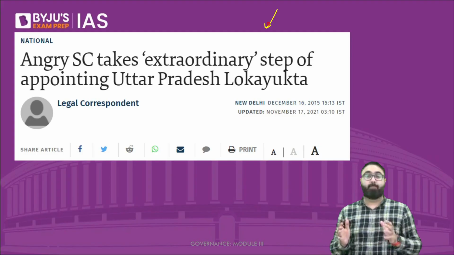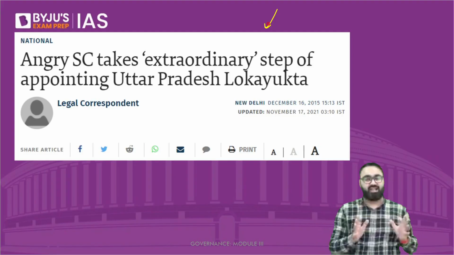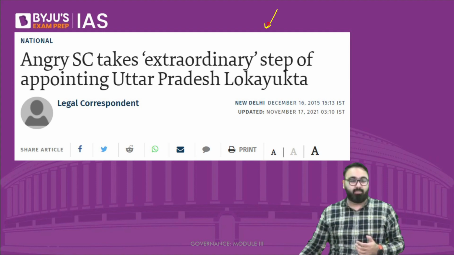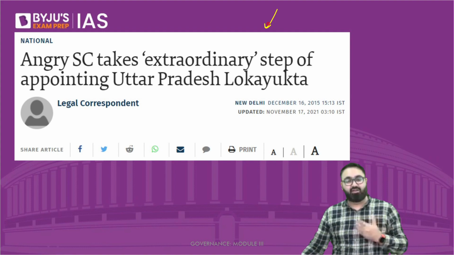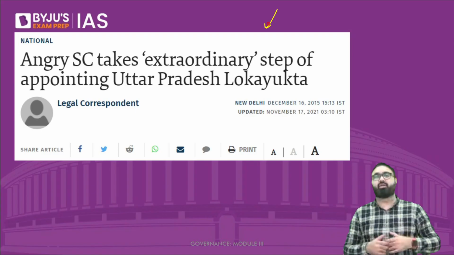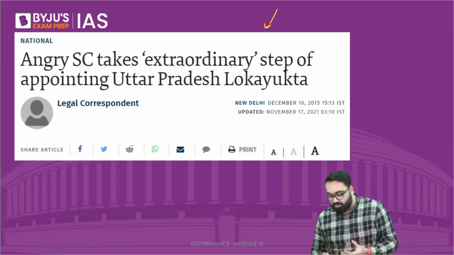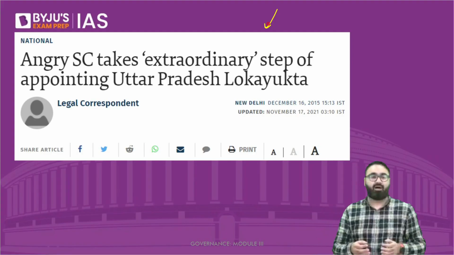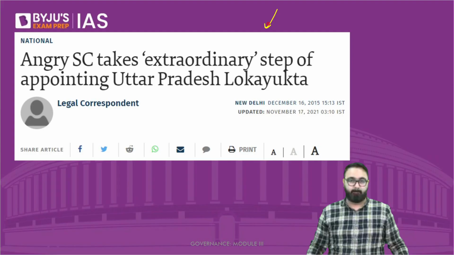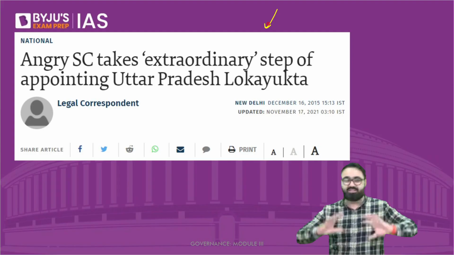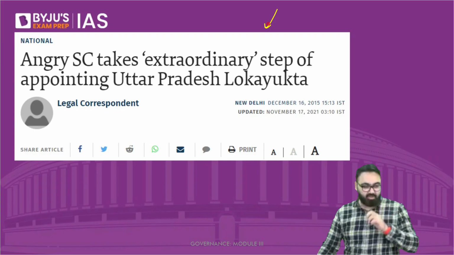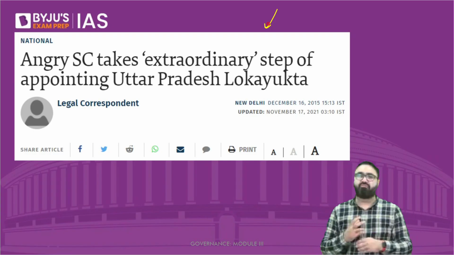Lokayukt is to be appointed by the governor of the state. That is the law. The governor appoints the Lokayukt. But in this case, since the governor was not appointing the Lokayukt, since the UP government was not interested in doing that, the Supreme Court had to use its immense powers under Article 142 to appoint the Lokayukt. So there are different states, different examples of how the Lokayukt has worked. As I said, these are different for different states.